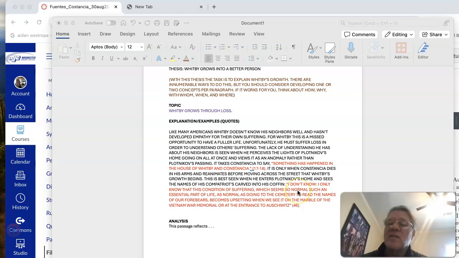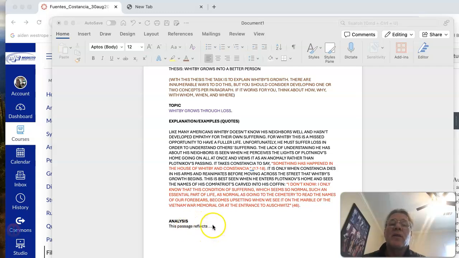So let's look at this and let's consider how I might, as a student, transition into understanding this and what words I might use to help the reader. So I don't know, okay, Whitby is telling us: I only know that this condition of suffering, which seems so normal, such an essential part of life, as normal as going to the cemetery to read the names of our forebears, becomes upsetting when we see it on the marble of the Vietnam War Memorial or at the entrance to Auschwitz. Okay, so the Holocaust, right, or our Vietnam War.